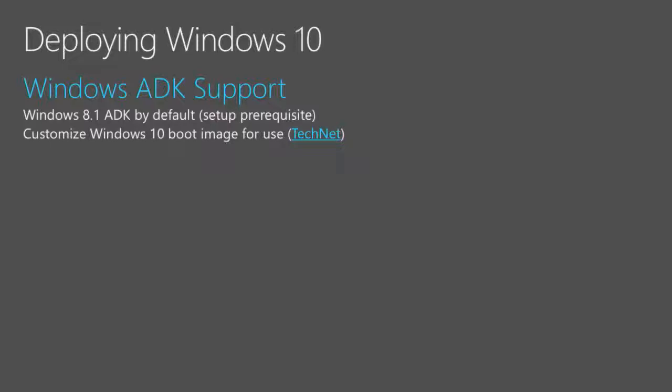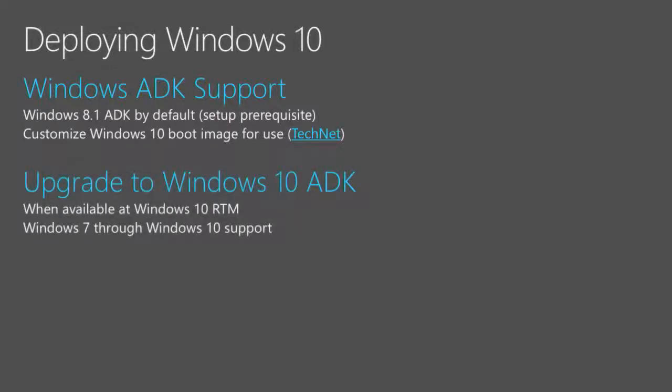Once it's imported there, you can't customize it in the console, and that just has to do with the supportability around the different versions of the ADK. However, once the Windows 10 ADK releases around the time of Windows 10 RTM, the service pack release will support the Windows 10 ADK. So you can then upgrade to the Windows 10 ADK, and you'll get the full capabilities of the Windows 10 ADK for deploying Windows 7 through Windows 10. You won't have to do this little dance on the side with the 10 ADK and import the boot image that way.